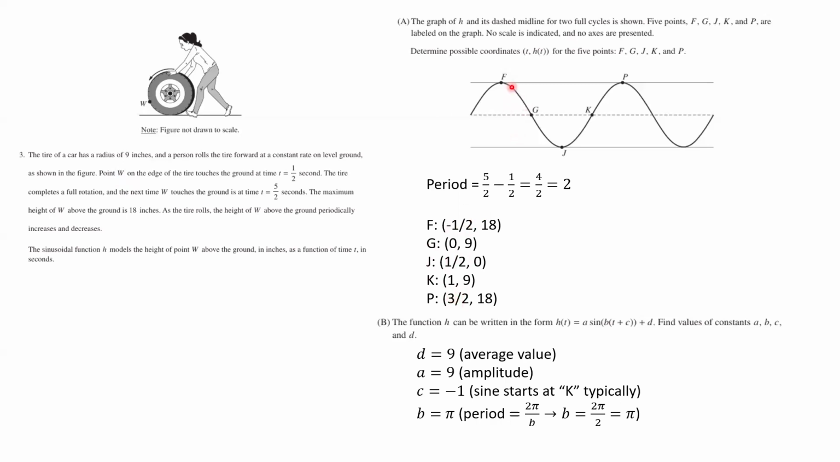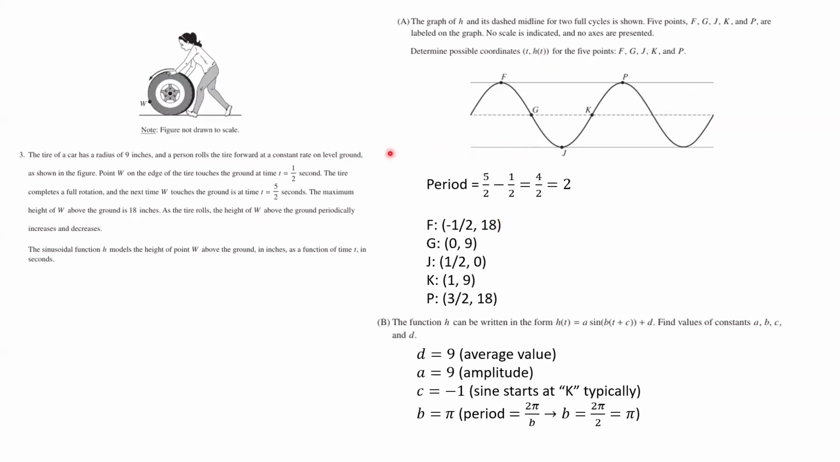You could just intuitively think, well, G and K are halfway between F and J, and J and P, respectively. So halfway between -½ and ½, that's 0. Halfway between ½ and 3/2, that's 1. So that took care of the t coordinate. Now what about the h of t? The h coordinate, I'll call it.